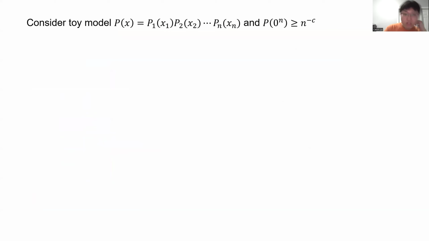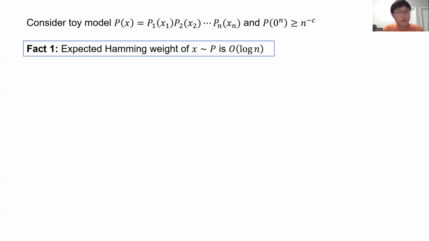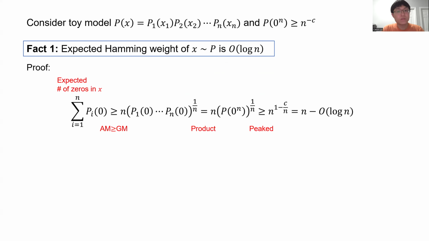So to gain some intuition about the output distribution of a peaked shallow circuit, it is instructive to consider a toy model where P is a product distribution and the peak is the all-zero string. Firstly, we claim that for this toy model, the expected Hamming weight of a string x drawn from P is at most log n. And here's a one-line proof. I'll give you a few seconds to stare at this proof. Right, this shows that we would expect to see at least n minus log n zeros, which means the expected Hamming weight, or the number of ones, is at most log n.